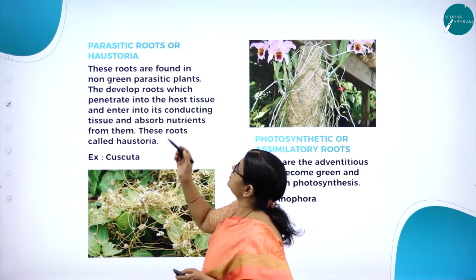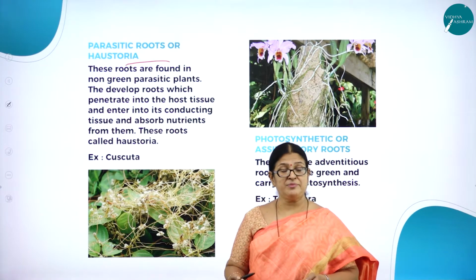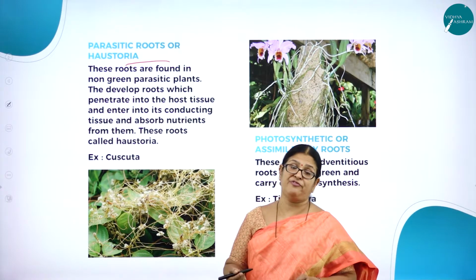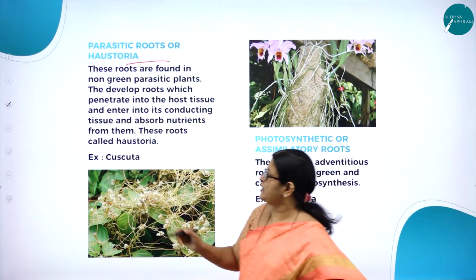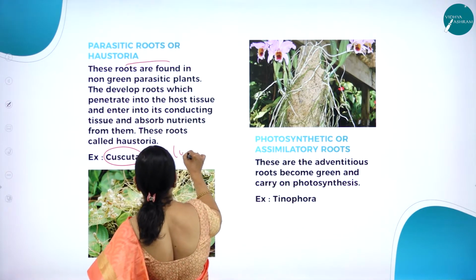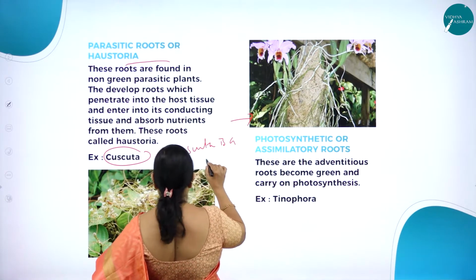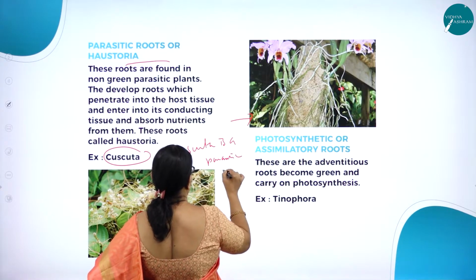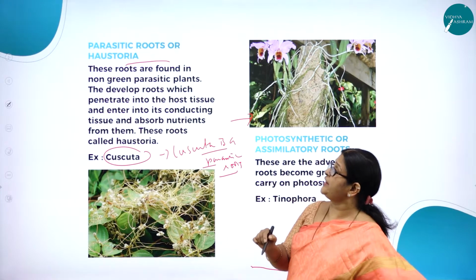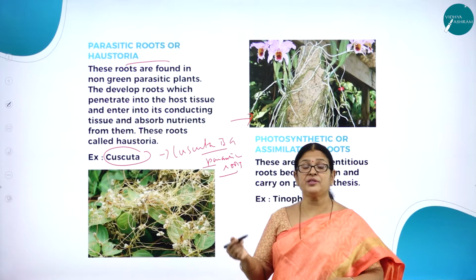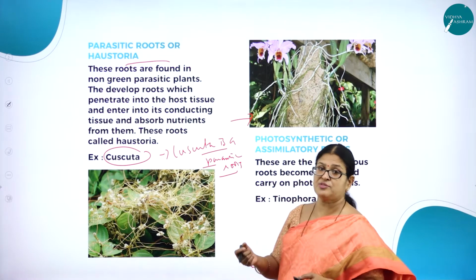Moving on to the parasitic roots, which are also called haustoria. As I said, sometimes even the roots get modified as what? Parasitic roots. And the parasitic roots are also called as what? Haustoria. And a classical example you can take is Cuscuta. Here you can see, Cuscuta is a parasitic plant. What is this Cuscuta doing? It is not only taking the support, it will start absorbing the nutrients from that particular plant.